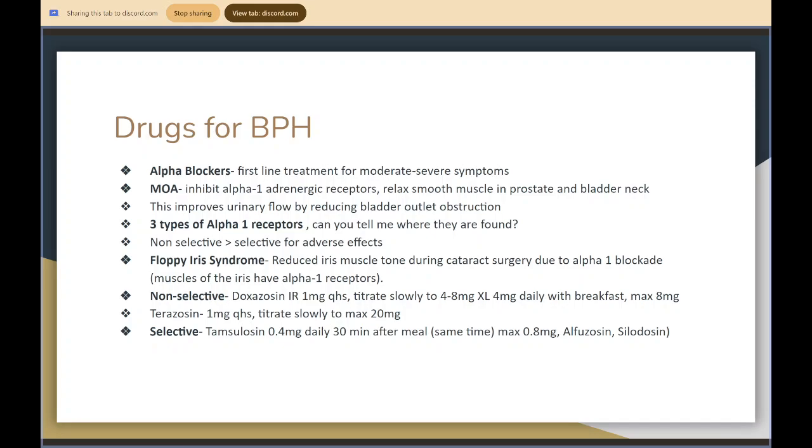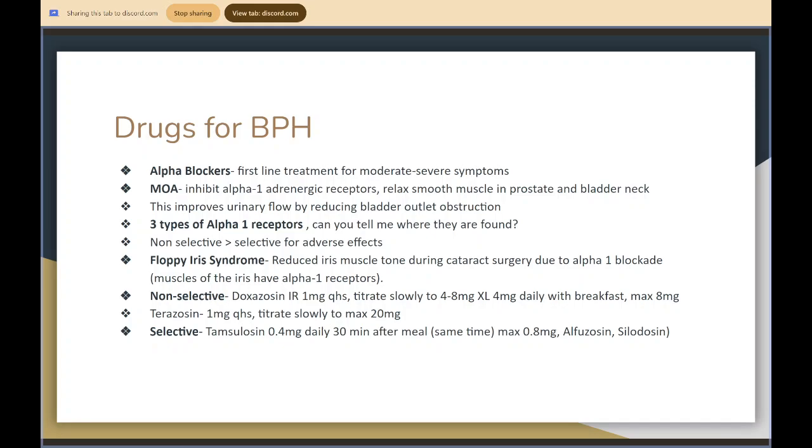All right. While you're typing that into the chat, let's talk about non-selective alpha blockers having greater adverse effects or side effects than selective alpha blockers. Floppy iris syndrome, there's reduced iris muscle tone during cataract surgery due to alpha 1 blockade. So there's one answer. The muscles of the iris have alpha 1 receptors.